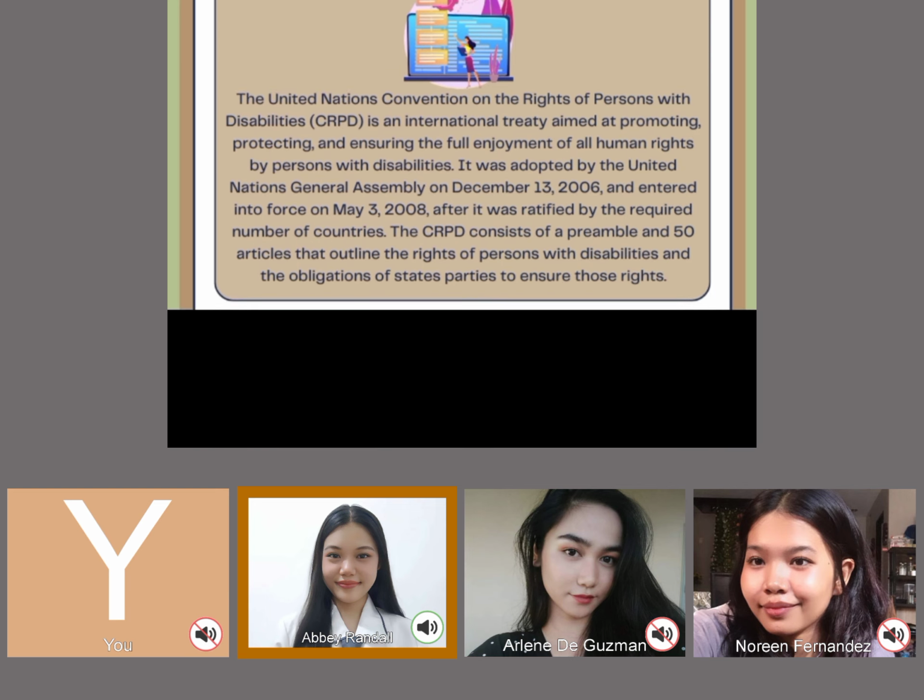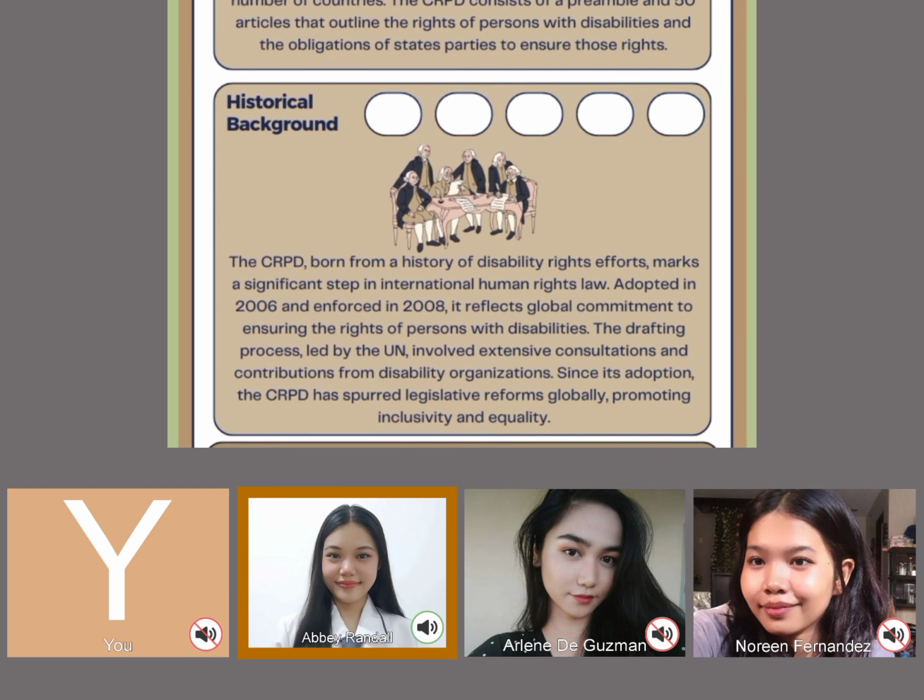So let me give you the historical background of this treaty. CRPD has its roots in the growing recognition of disability rights as an integral part of international human rights law. It emerged from a history of efforts to address the rights and well-being of persons with disabilities. It includes landmark documents like the Universal Declaration of Human Rights. The CRPD represents a milestone in the journey towards equality and inclusion.